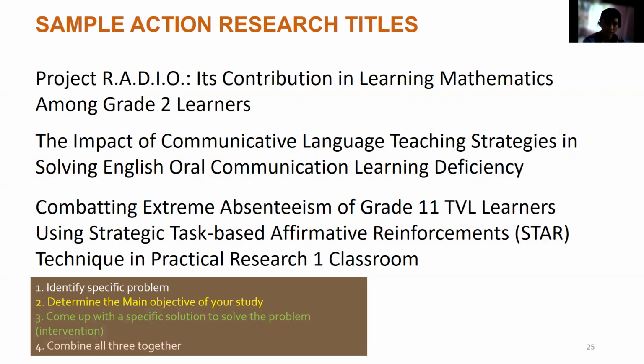The same can be said with the third title. I think the specific problem mentioned here is extreme absenteeism of grade 11 TVL learners. The main objective is to combat this extreme absenteeism, and the solution is this STAR technique, strategic task-based affirmative reinforcements. If I remember in this study, the teacher gave a star every week to students who did not have any absence during that week. And it was a very effective study.